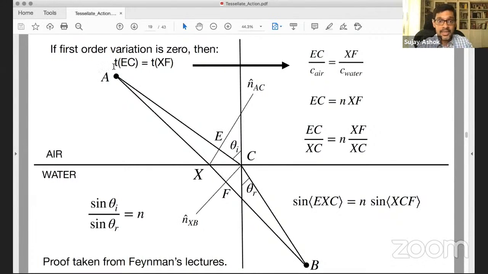That's why I have this. First order variation is 0, then the time to cover AC is the time to cover XF. And everything else is just basic geometry. So the physics is here, the principle is here, and everything else is basic geometry. Is it clear now? Hopefully it is clear. So you see, we'll repeat this for more complicated things. We'll choose something and then make a small variation and demand that nothing changes.